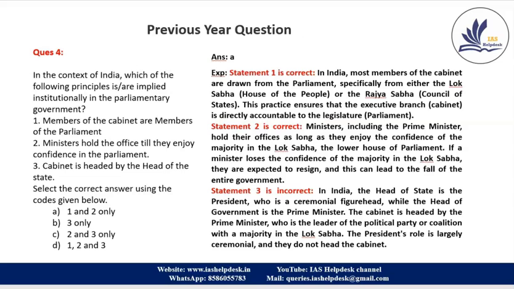If I go from option 3, that cabinet is headed by the head of the state, and अभी अभी हम लोगों ने देखा कि head of the state is president of India. So third option gets eliminated. We are left with only 1 and 2. So let's see option 2. Ministers hold the office till they enjoy the confidence in the parliament. Yes, as I was talking about कि मिनिस्टर जितने काउंसिल ऑफ मिनिस्टर्स हैं, जब तक कि उनको वो अपने लोकसभा में, वो पार्लियामेंट में कॉन्फिडेंस होल्ड करते हैं, तब तक कि वो पार्टी फॉर्म करके रख सकते हैं, एल्स द गवर्नमेंट विल फॉल. If we see in option 1, members of the cabinet are members of the parliament.